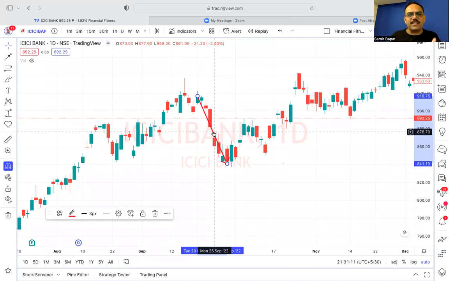ये रुकेगा कब नीचे जाना? कब ये रुकेगा? कब मैं खरीदूंगा? How far will it go down? And is it the right time to buy? Correct? Everyone has this question only.